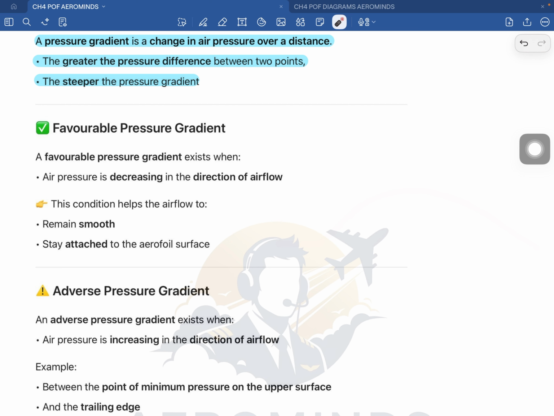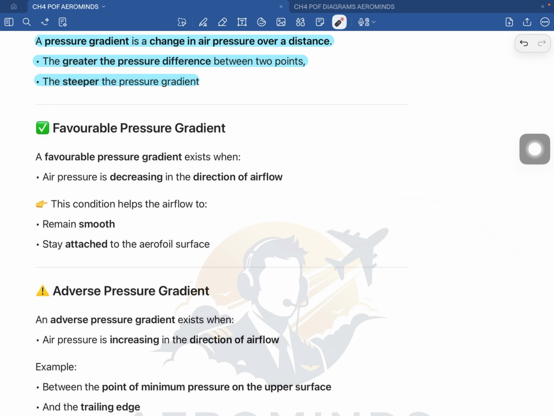Now why do we call it favorable? Because this condition helps the airflow. When pressure is decreasing in the direction of the motion, the air particles will feel like they are being pulled forward. They are moving from a higher pressure region to a lower pressure region, and nature always wants to go from higher pressure to low pressure, like that. So the air is happy to keep moving forward.